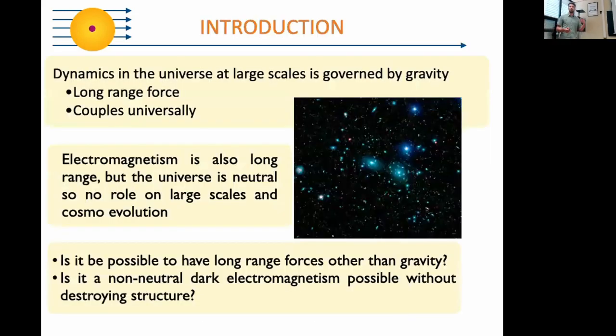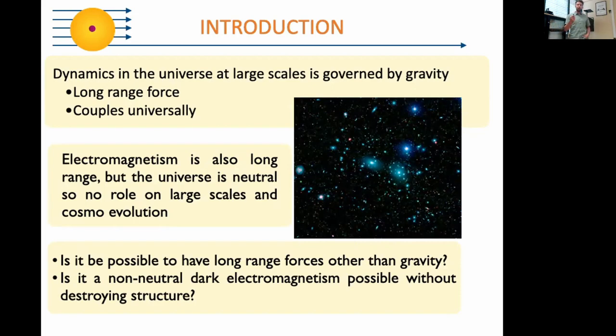Okay, so just a brief introduction about the motivation of why we are doing this. The main thing is that gravity is basically the only force acting at large scales in the universe. It's a long-range force and it's the only one. So at some point, we can ask if there is the possibility to have other kinds of long-range forces. In particular, one could be like the electromagnetic one, which is also a long-range force. Of course, we don't see any standard electromagnetic force, at least on large scales in the universe, otherwise the effects would be devastating for the large-scale structure, so the universe is neutral in this sense.